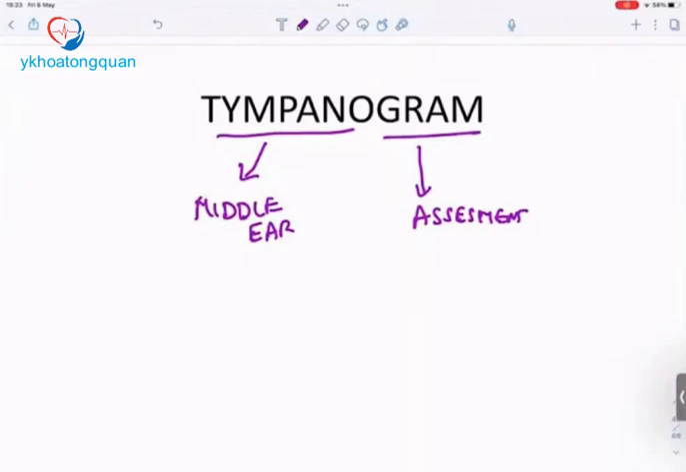So audiogram is the hearing assessment, tympanogram is the middle ear assessment.